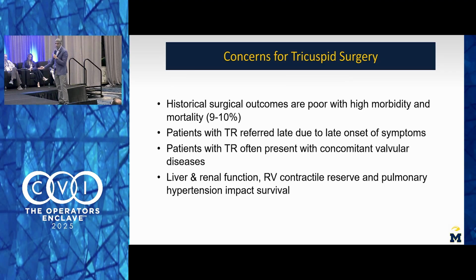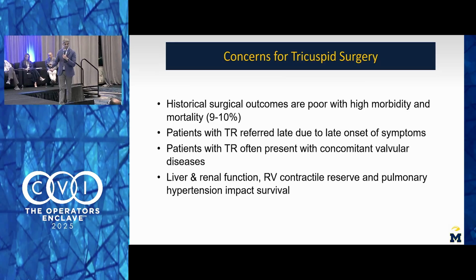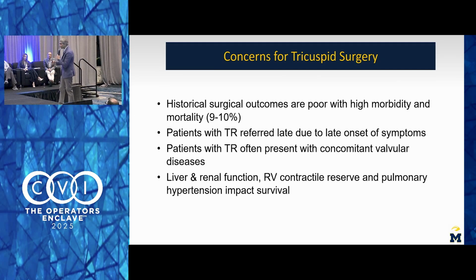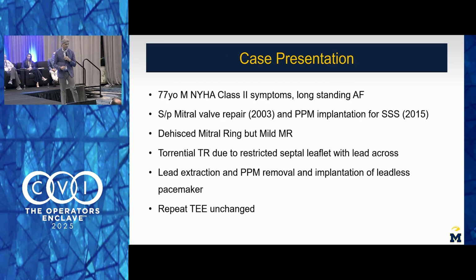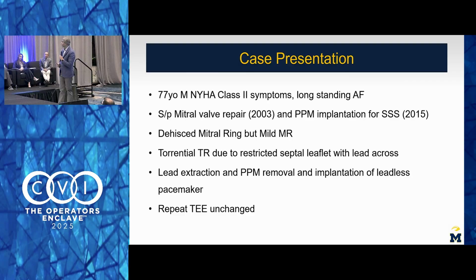And so they often have concomitant valve diseases. Somebody mentioned, your surgeons don't just do one thing to the tricuspid. They also just don't do the tricuspid. There's often times more things that need to be done. And then they all have liver and renal dysfunction. So all these things together really impact survival. So the selection is really important, obviously.